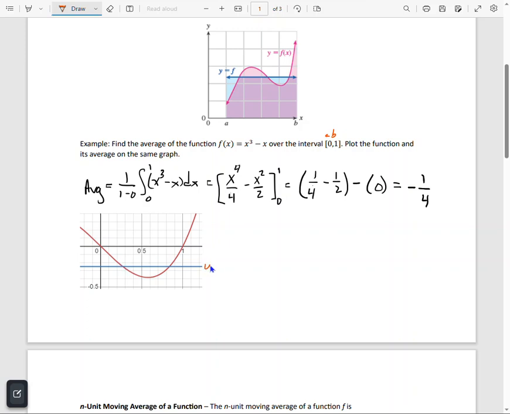Notice here, our line is y equals negative 1/4, and this is our graph, x cubed minus x. The average value is right here. So if we were to make a rectangle of all this area, this would be the rectangle that would hold it. These pieces are equivalent to that piece, equivalent in size.